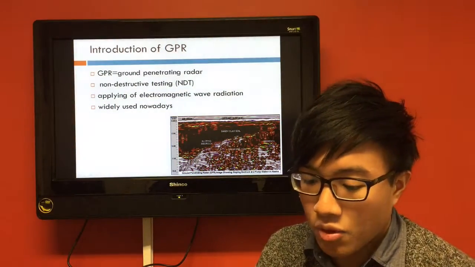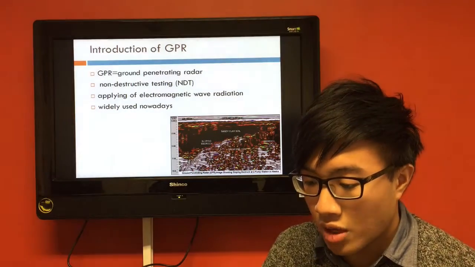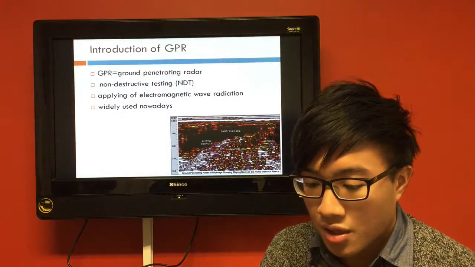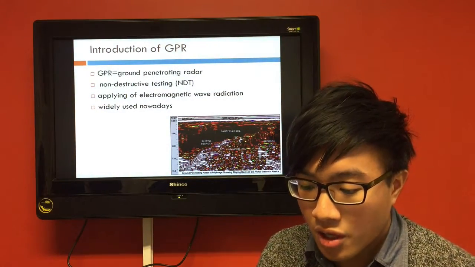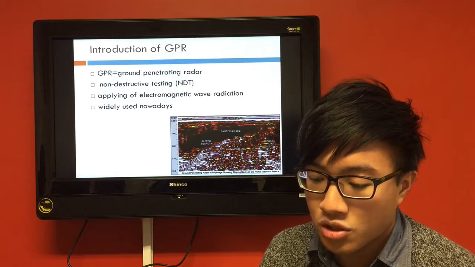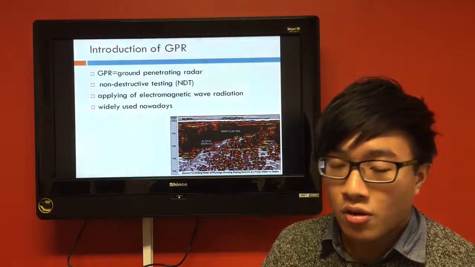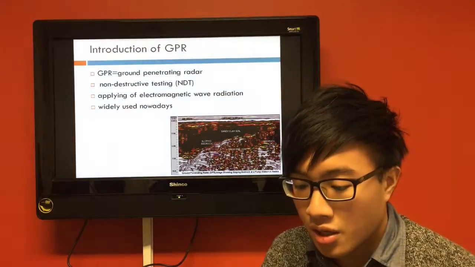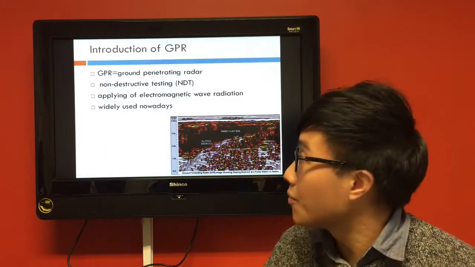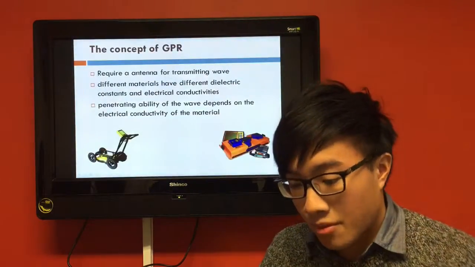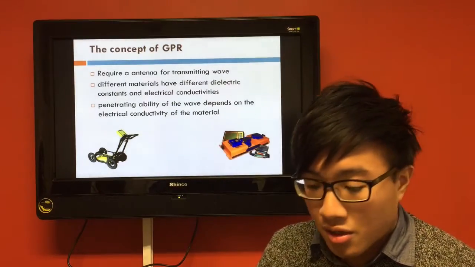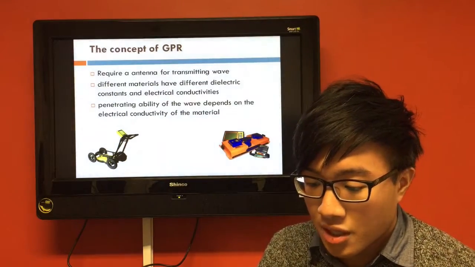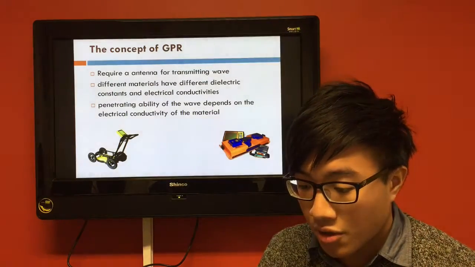Usually, microwaves or radio waves are used for ground penetrating radar testing. Thus, the wave is relatively high frequency in the EM spectrum. The testing method requires a transmitter like a GPR antenna.